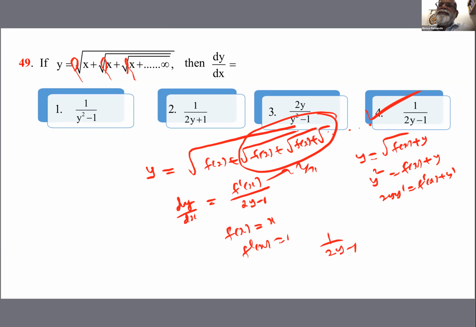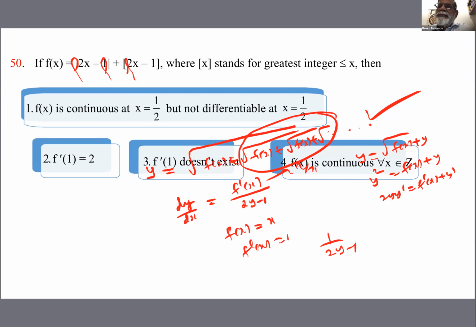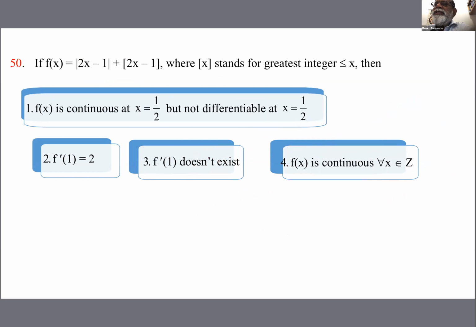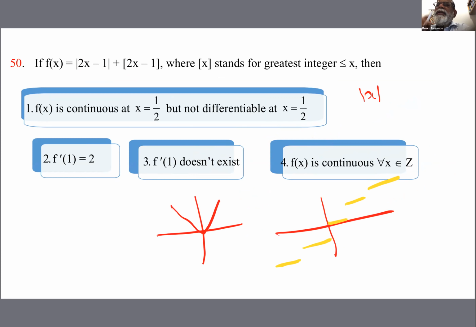So continuing. Modulus of x, that V-shaped curve, and the greatest integer function of x, that is a step function. The greatest integer function of x jumps at every integer. And for modulus, when what is inside the modulus is 0, it will not be differentiable.